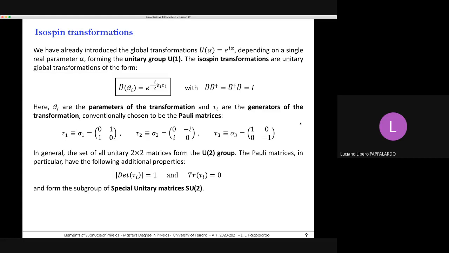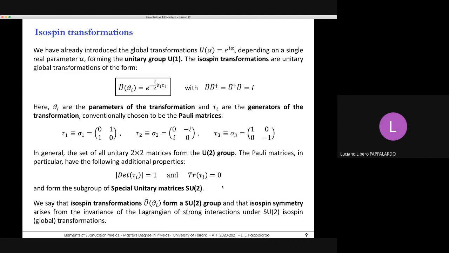Now, in general, the set of all unitary 2x2 matrices forms a U(2) group. Okay, but the Pauli matrices are somehow special because, in addition, they have the following properties. The determinant of all of them is equal to 1, and the trace is equal to 0, where the trace means the sum of the elements in the principal diagonal. Okay, and so they constitute a subgroup of the U(2) group, which is called SU(2), which stands for special unitary matrices. So in other words, the three Pauli matrices form an SU(2) group, a group of special unitary matrices.